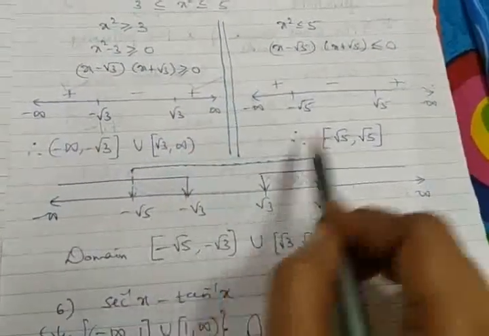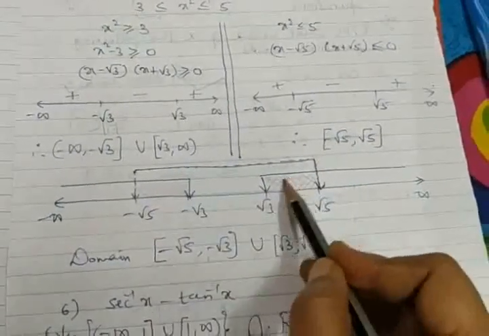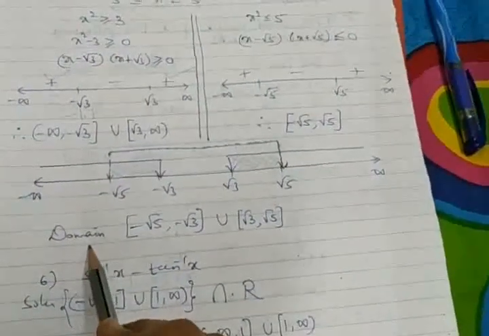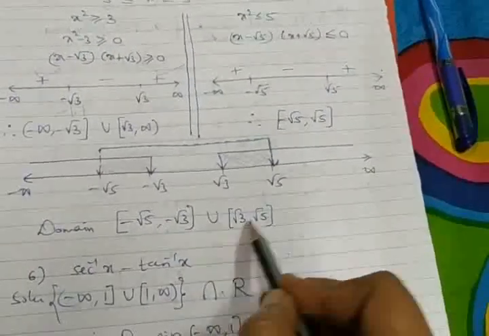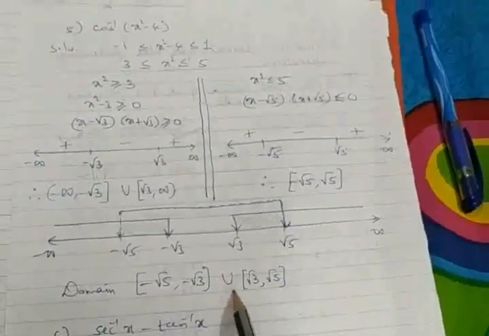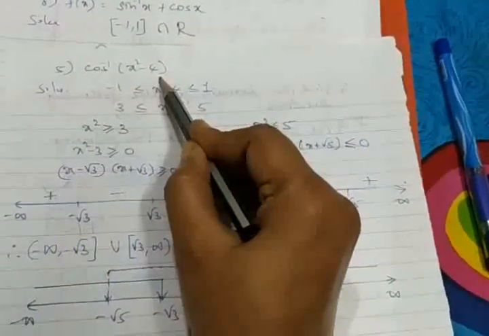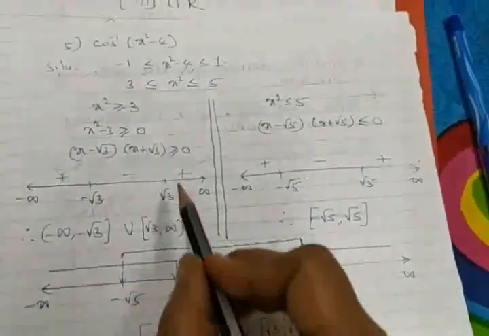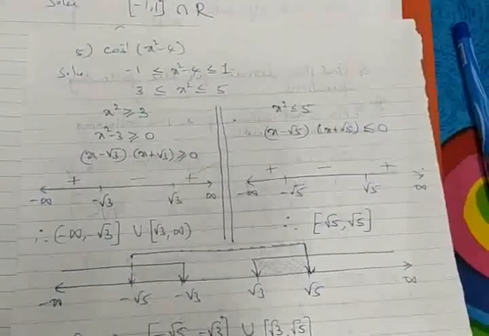This has to be common, this has to be common. What's the common part? The common part is going to be this part as well as this part, which I have to conclude at the end. The domain part should be minus root 5 comma minus root 3 union root 3 to root 5. This is the domain decided for this given function, cos inverse of x square minus 4. The x value should be chosen under this interval for the existence of cos inverse. This is the meaning of how we find the domain.